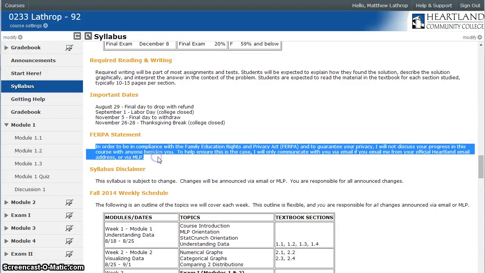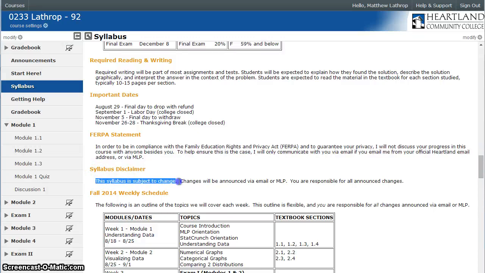The FERPA statement is basically saying that due to federal privacy laws, I can only talk to you about your progress in this course. I can't talk to anyone else. The biggest thing that means for our communication is if you need to get in touch with me, you need to make sure you're emailing me using your Heartland email account, or that you're contacting me through the MyLabs Plus website. That way I can verify that I'm talking with you and not someone else. And keep in mind that any information in the syllabus is subject to change. Those changes will be announced through MLP and through email, to make sure you're aware of them.